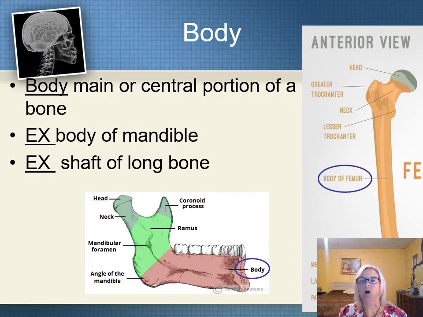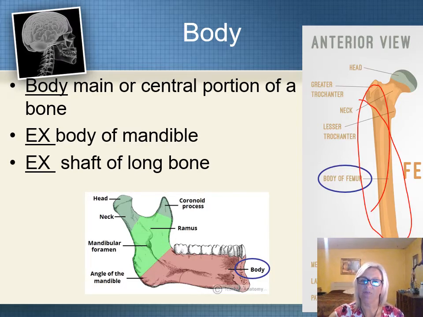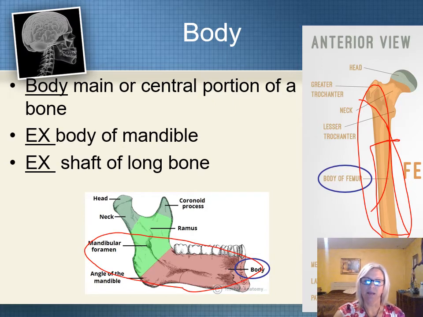The body of a bone will always be the main or central portion of that bone. So this will be used to describe many, many bones. So here we have the body of the femur, which is going to be the main portion of the femur. You can also have the body of the mandible here, and so you get the main portion of the mandible. So body and or shaft.